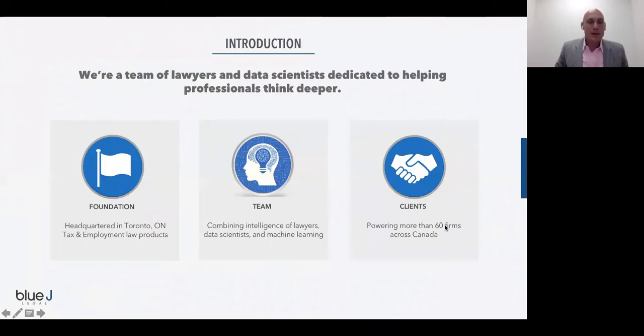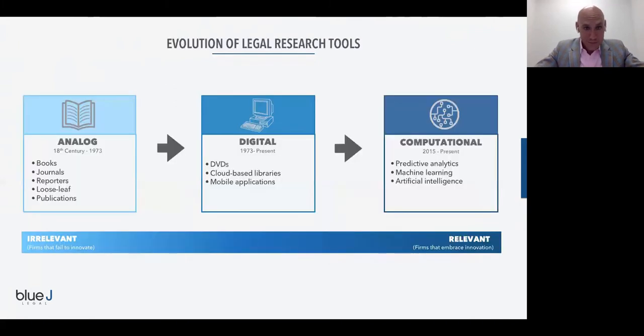All right, so let's get into this. What about the broader context? What's happening? What is Blue Jay Legal? We're a company based in Toronto. We have a team of lawyers, law professors, data scientists, and others who specialize in machine learning and analyzing the law. And we've got dozens of clients right across the country using our software to think more deeply about the legal issues that they're facing.